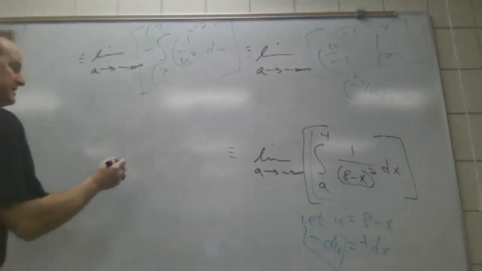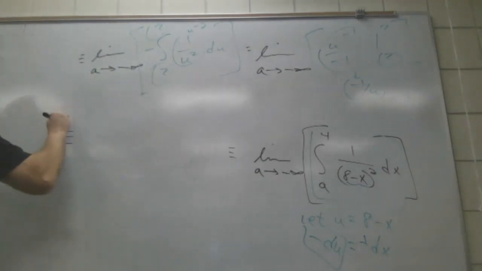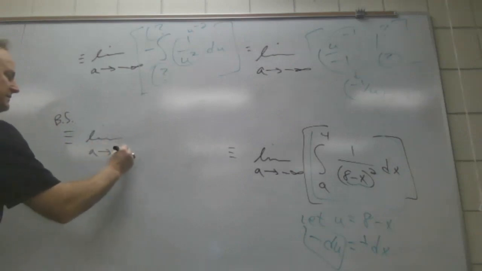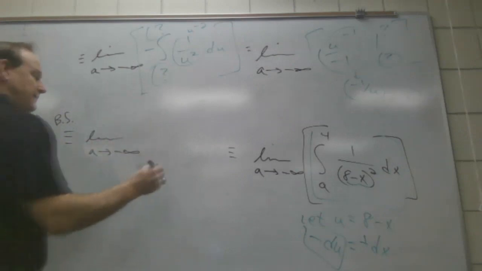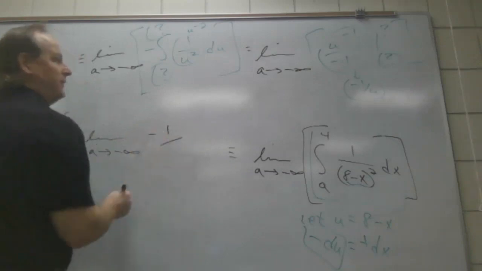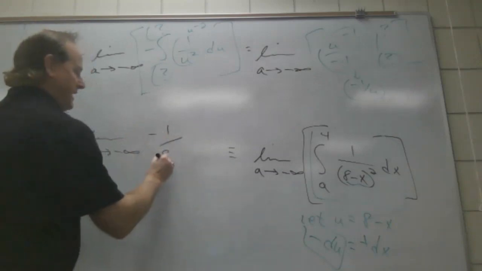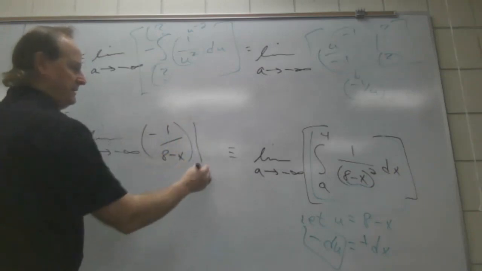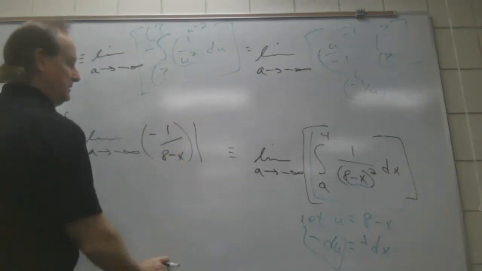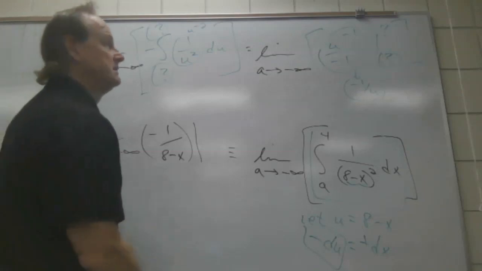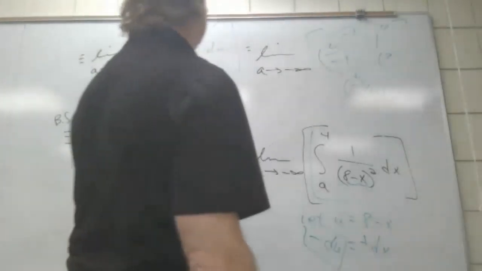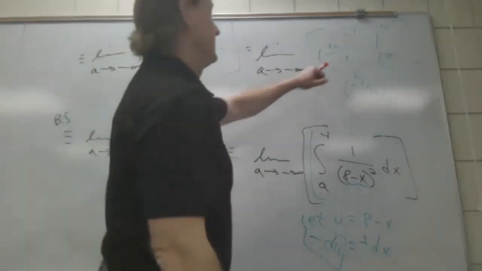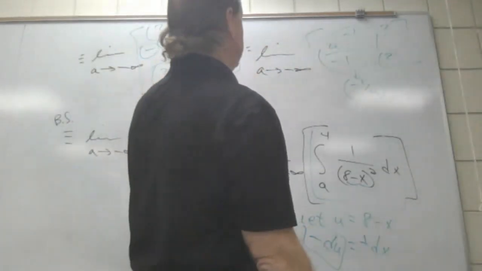I'm going to now back substitute. And if I back substitute, now I've got the limit as a goes to negative infinity of minus 1 over, what was u? u was 8 minus x, right? And I'm going to evaluate that from... the minus sign was here. So that's where I got the minus sign.